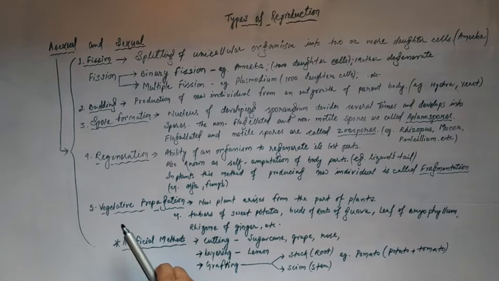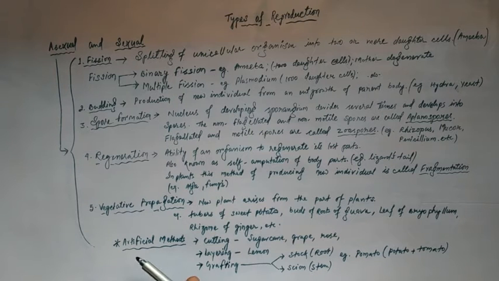Next is vegetative propagation. In vegetative propagation, a new plant arises from the parts of the plant. Example: tuber of sweet potato, buds of roots of guava, leaf of bryophyllum, rhizome of ginger, etc. That means in vegetative propagation, a part of the plant is enough to produce the new individual when it is planted in a systematic manner.